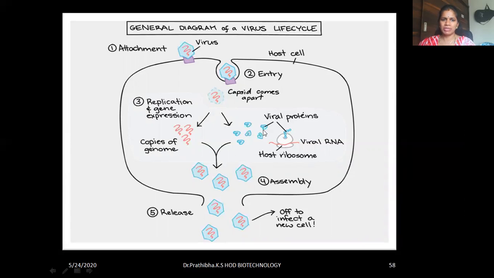Here you can see the viral proteins, copies of the genome, and viral RNA, and host ribosomes responsible for the synthesis of the viral RNA molecule. Once all the materials are synthesized, you can see the assembly of the virus. The completely packaged virus can be seen here. These completely packaged viruses are now released from the host cell, right? Release of viruses which are ready to infect new cells. So this is the general diagram of a virus life cycle.